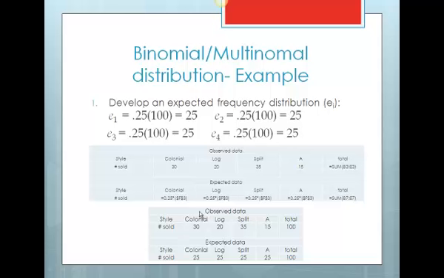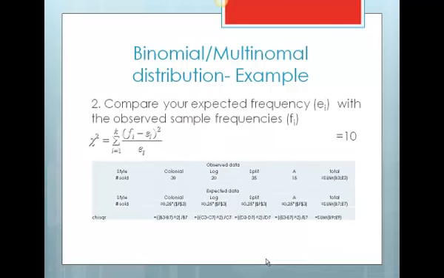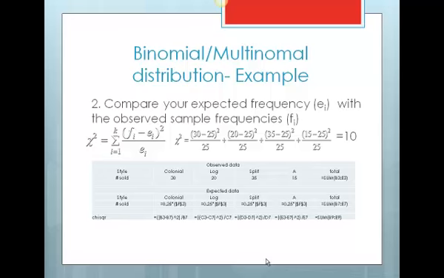So you can see here, I observe 30 colonials versus I expect 25. I observe 20 log versus I expect 25. I observe 35 split versus I expect 25. I observe 15 A-frame versus I expect 25. My next step is to compare my expected frequencies with the observed frequencies. And then I'm going to examine that using a chi-squared distribution. So don't freak out about the formula. All it's asking you is observed minus expected squared as your numerator divided by expected.